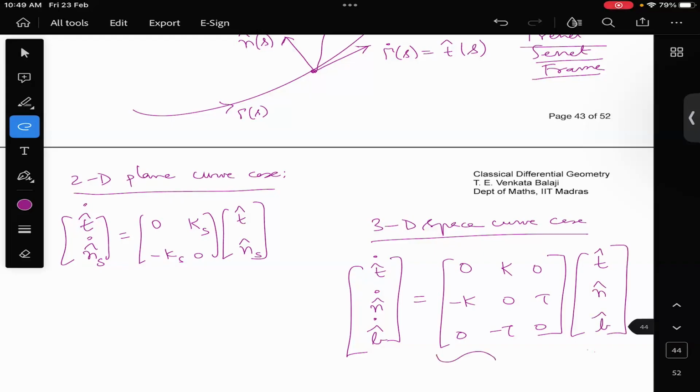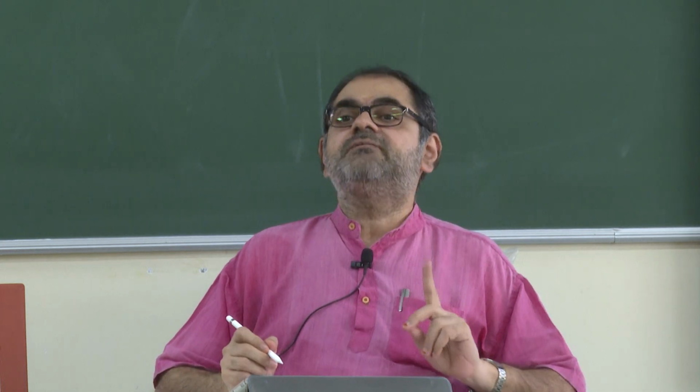And again you get a skew symmetric matrix, and what are the two things that occur in the skew symmetric matrix? The curvature and the torsion. Mind you, the curvature is always non-negative, because you are not worried about the sign, you are taking only the absolute curvature, but the torsion will carry the sign.